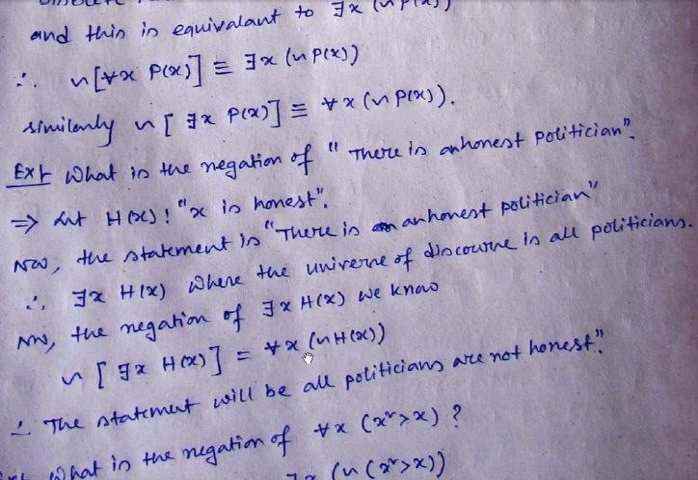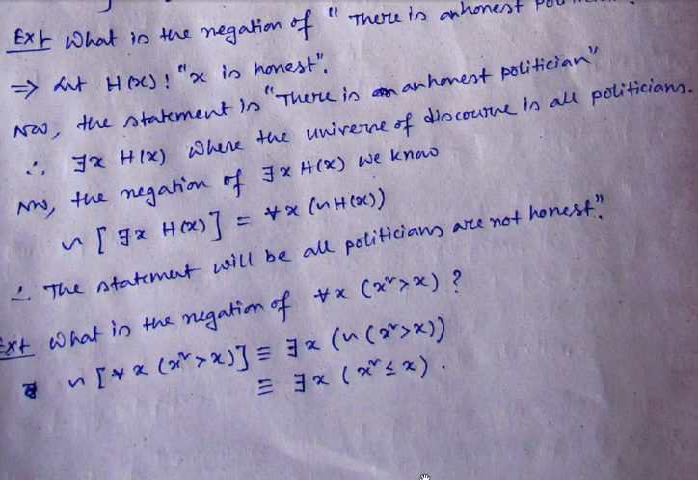And what is the statement of this one? For all x, negation of hx. Negation of hx means what? X is honest is hx. Negation of hx is x is not honest, or x is dishonest. So what will be the statement? That all politicians are not honest. Okay. Similarly, let us go to another problem.